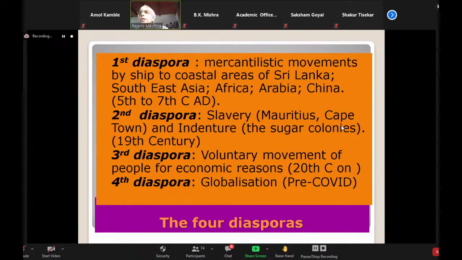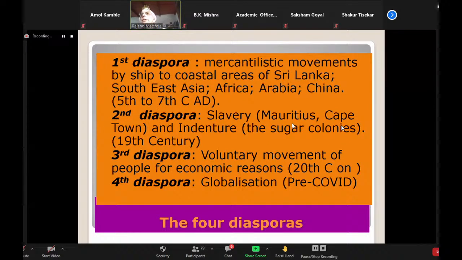The second diaspora is very much alive. This was the era of British colonization, and the British took Indians within 4 years of the abolition of slavery in 1830. Within 4 years, Indians have been shipped as slaves, I use the word advisedly, to Mauritius and to Cape Town, 1834 onwards in Mauritius. And then to indenture, and indenture means a fixed contract with very little pay, but there was pay, and freedom after 5 or 10 years to the sugar colonies that I will talk about shortly. And this was mostly in the 19th and early 20th century.